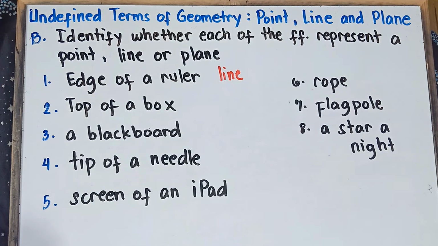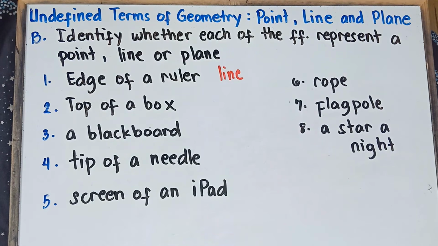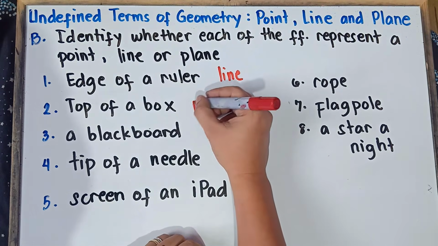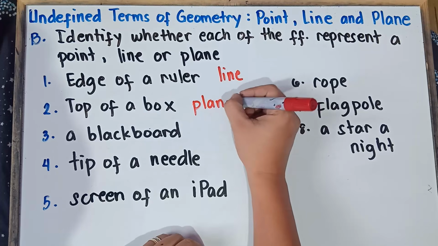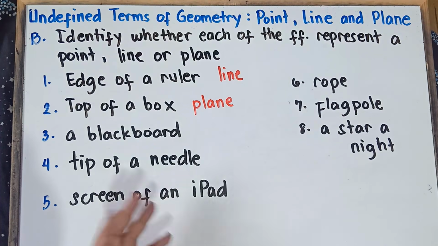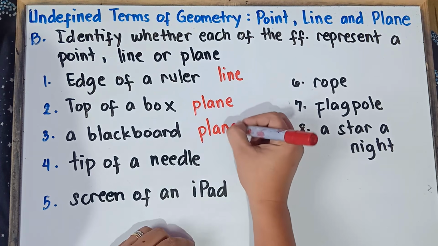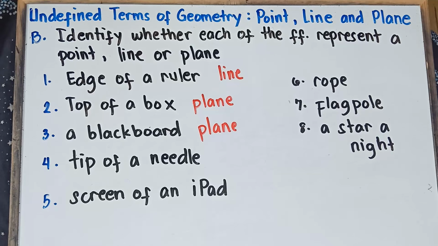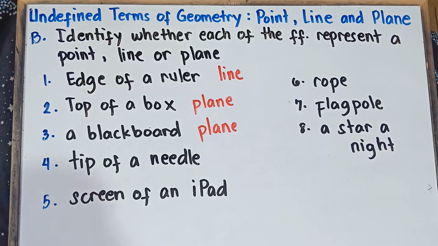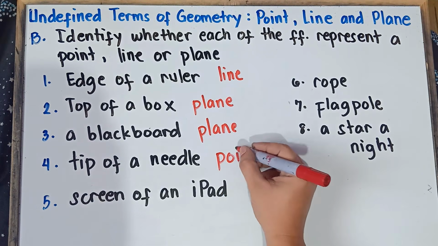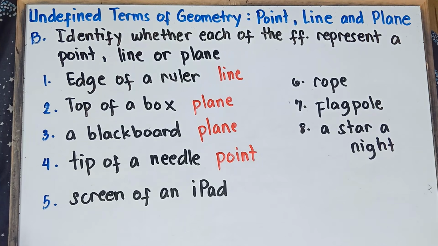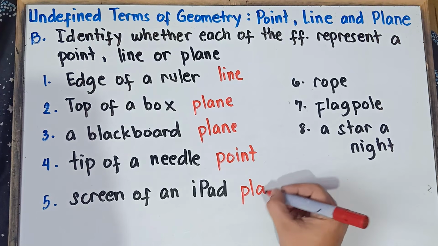Alright, so top of a box, of course, there would be a flat surface. So this will be a plane. A blackboard, there would be a plane. There would be a flat surface. So plane. Tip of a needle. What's the answer, class? That's correct. There would be a point. And then screen of an iPad. What's the answer, class? That's correct. There would be a plane.